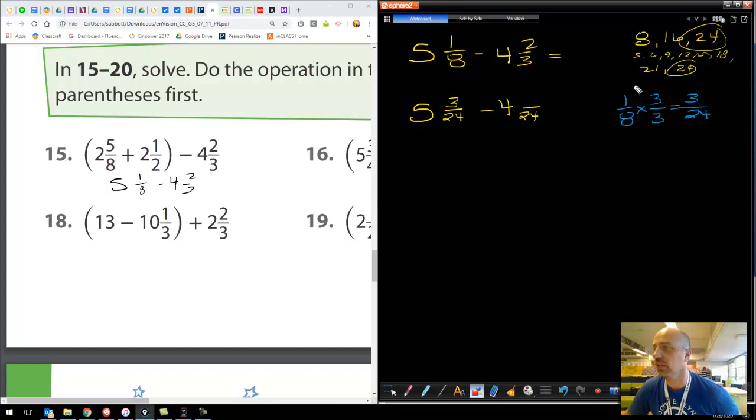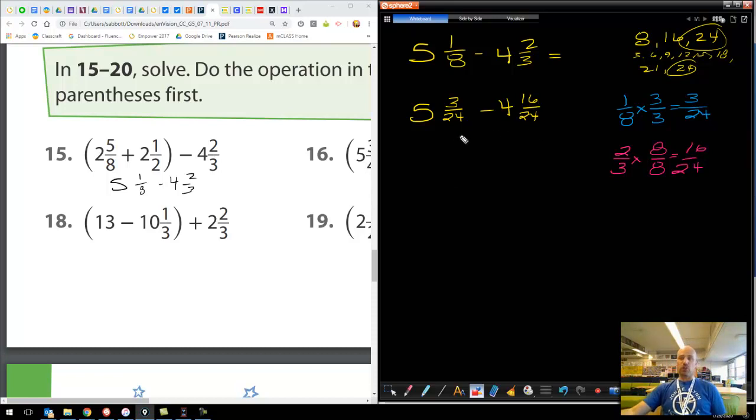Down here, I also need to turn 2/3 into 24ths so that I can do this problem. So 2/3, and I need to multiply it by something to get 24ths as well. Just like 8 times 3 was 24, that means 3 times 8 is also 24. So I'll put my 8 in there, and do the same thing to the top and to the bottom, numerator and denominator. 2 times 8 would be 16/24ths. So I have 5 and 3/24ths minus 4 and 16/24ths, and I can do that problem.